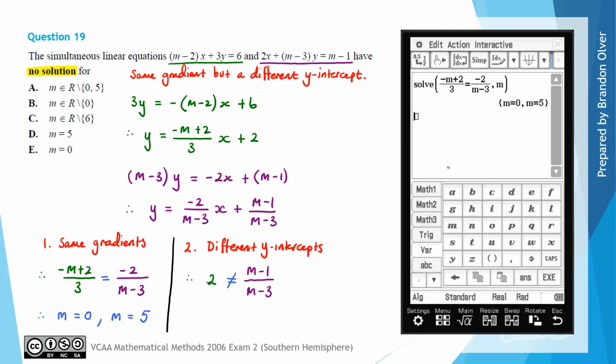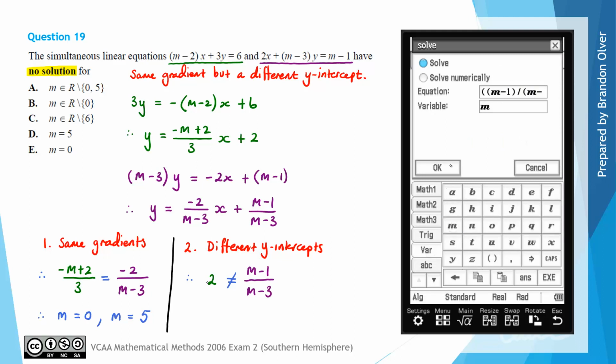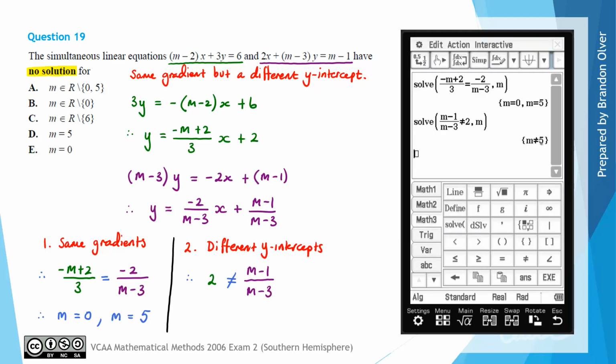So now that we have this second equation, we can go back to the calculator and use that to help solve it. So we want a fraction, and then we want variable, and we want m subtract 1 divided by m subtract 3. And we want it to not equal 2. You may not have ever used this before, but under Math 3 there is a not equals 2 sign. So we can do that fraction is not equal to 2. And we can still solve that. Equation inequality, solve for variable m.